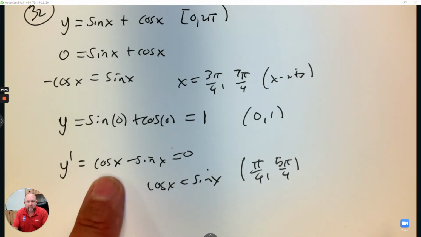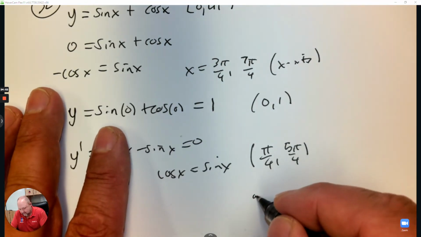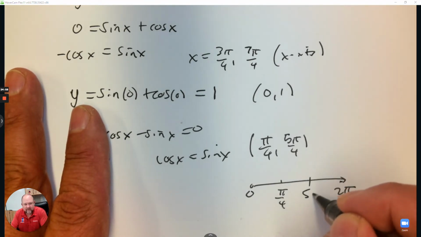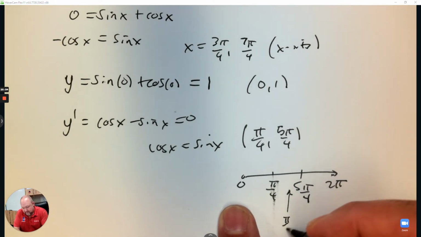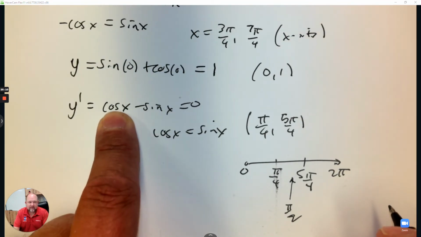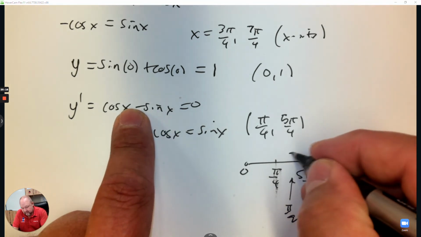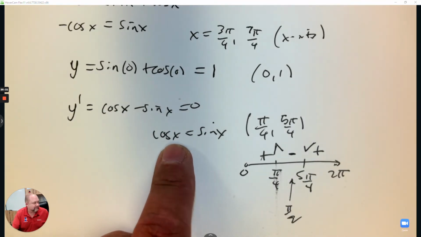Now, if I plug pi over 4 into the derivative, if I do a number line between 0 and 2 pi, for pi over 4 and 5 pi over 4, it's going to go up and down, up and down. The easiest point to pick is pi over 2, because it's an axis. Cosine at pi over 2 is 0. Sine at pi over 2 is positive 1, but this makes it negative. So this value is negative, and now I know they alternate. So this is going to be a maximum, and that's going to be a minimum.